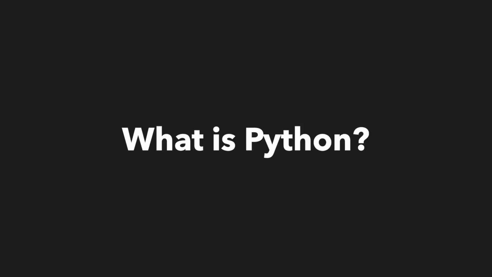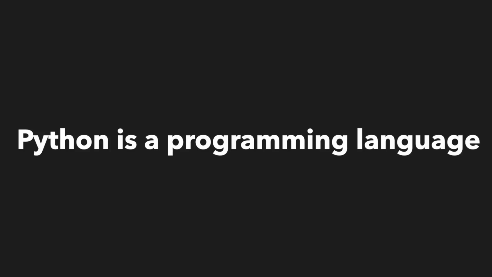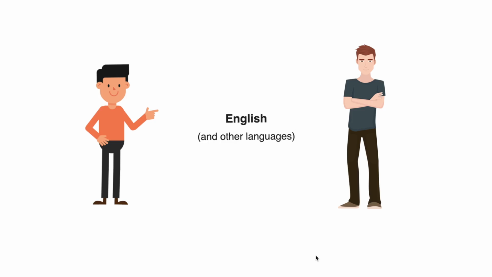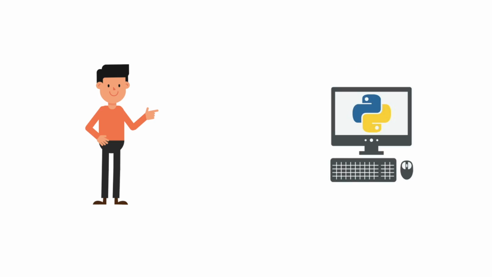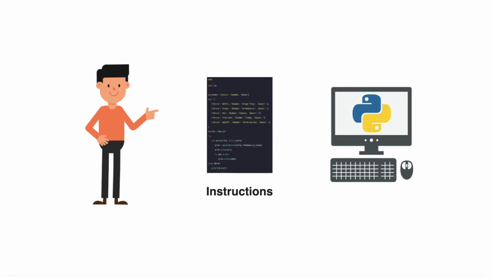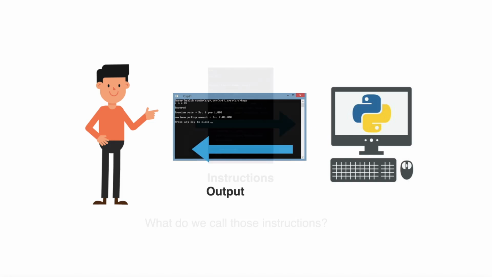What is Python? Python is a programming language, and we use programming language to talk to the computer. The way we use English as a mode of communication between human beings, similarly, to talk to the computer, we have to use a programming language. We talk to the computer by giving it a set of instructions. Computer will execute those instructions and will give us output.